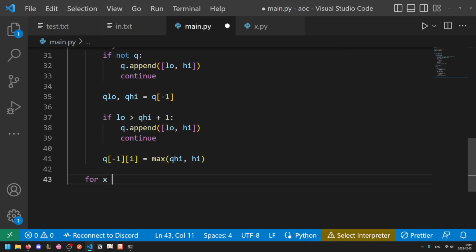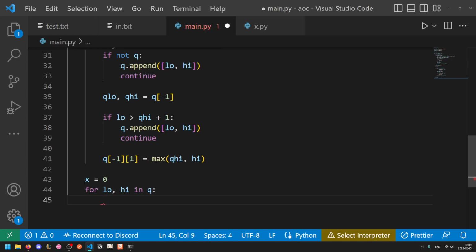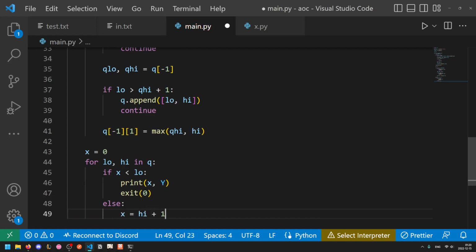So for x, x starts out equal to 0, and then we'll loop through each of the intervals. For low, high in Q, if x is less than low, then that means that none of the future intervals will intersect x, so we can print x, capital Y and exit the program. Otherwise, we're going to do x equals high plus 1. Because we don't just want to increase x one at a time, since we are currently within an interval, then we can just jump to the end of it. And so high is the upper bound of this interval, so we'll do high plus 1 to jump right past it. And then we'll keep scanning.